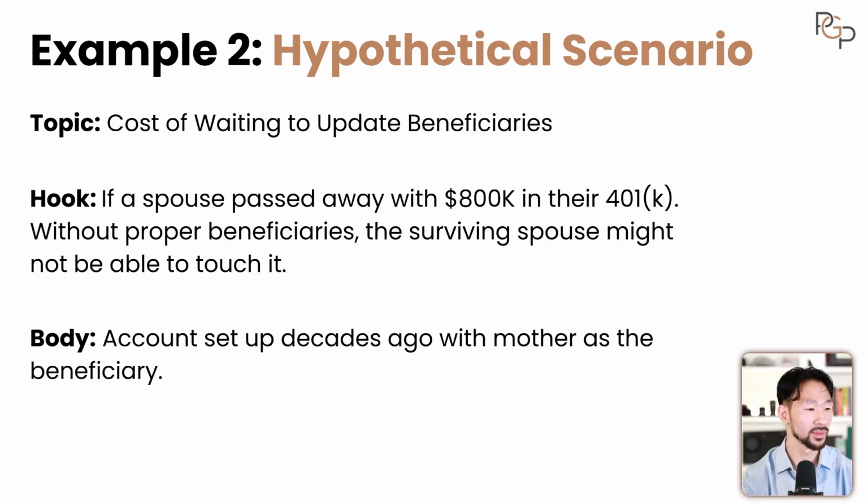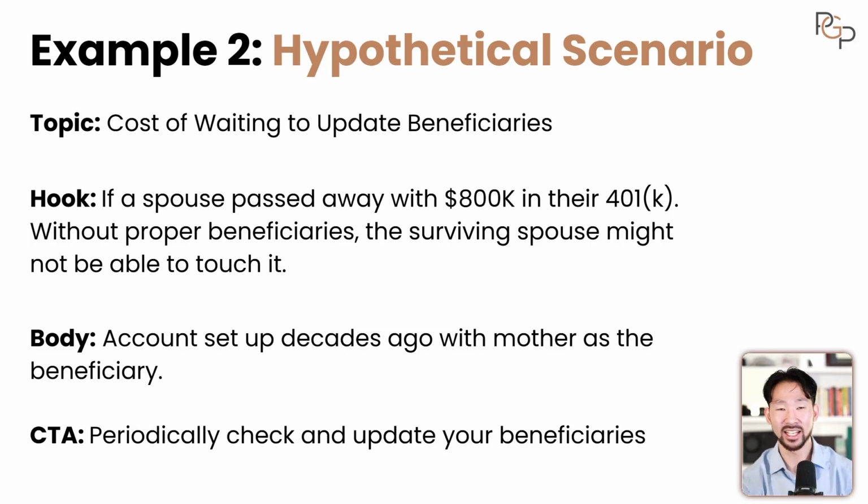Why'd that happen? Now, the body of it is the account was set up decades ago, and the wife set it up with her mother as the beneficiary. And so when she passed away and never updated those beneficiaries, the living spouse, the husband in this scenario, was not able to access it. And it took months or years of legal battle, negotiations, and stress on the whole family to really get those funds to the husband that needed it after his wife passed away.